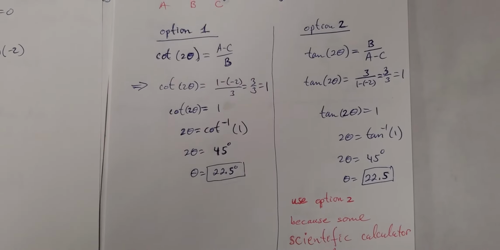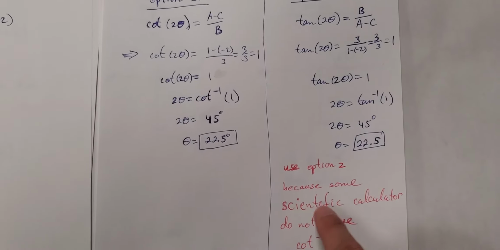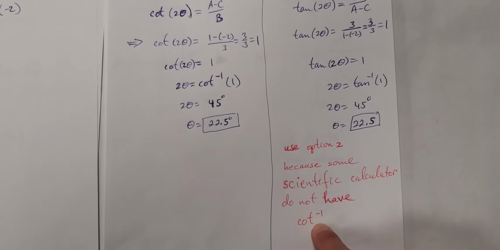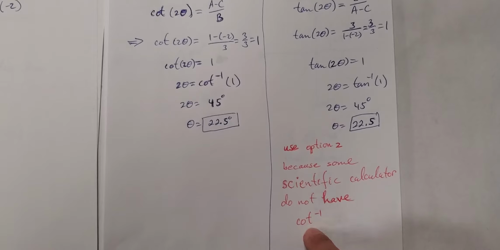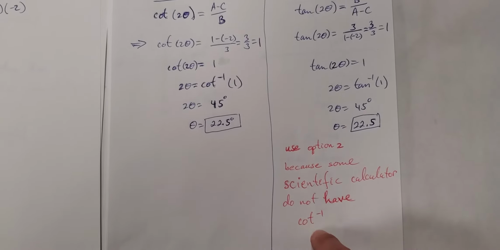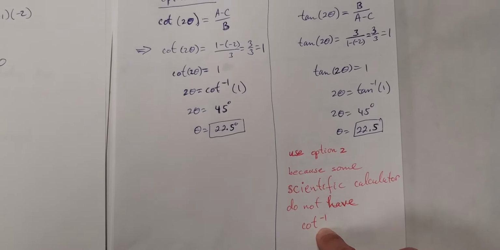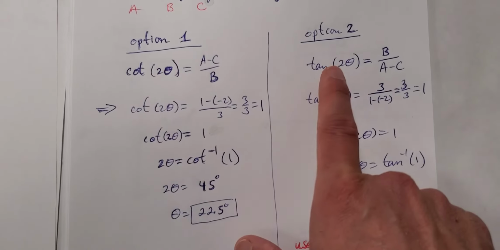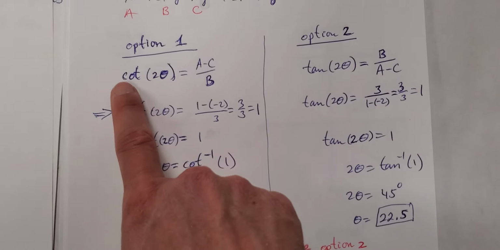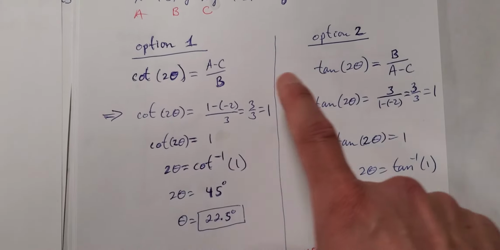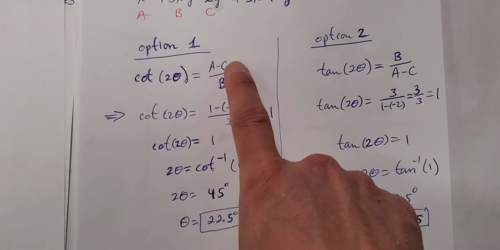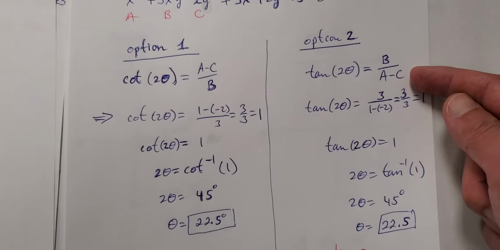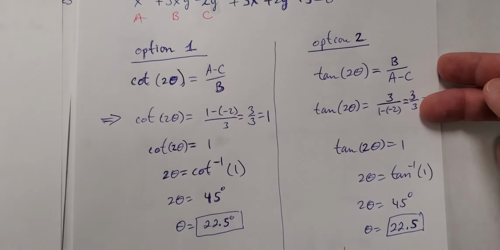However, some of us do not have a scientific calculator that gives us inverse cotangent. Some of us do not have this inverse cotangent button on the calculator. So what do we do? That's why we have option 2. If you look very carefully, the only difference is that this is cotangent, this is tangent, and A minus C over B just got flipped. It just flipped, okay? Just flip it.